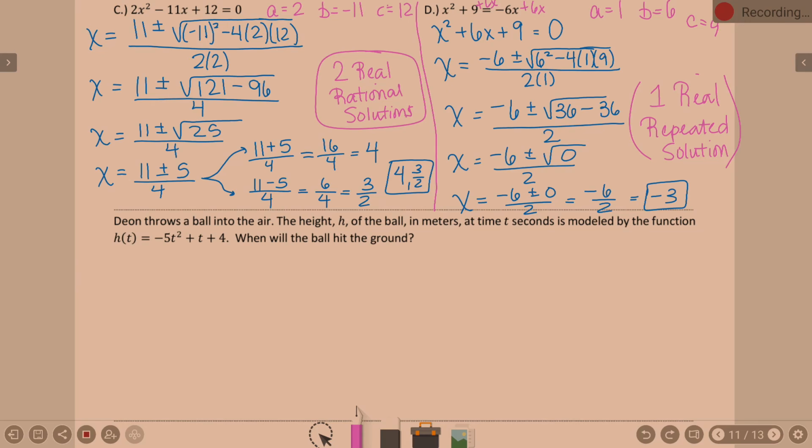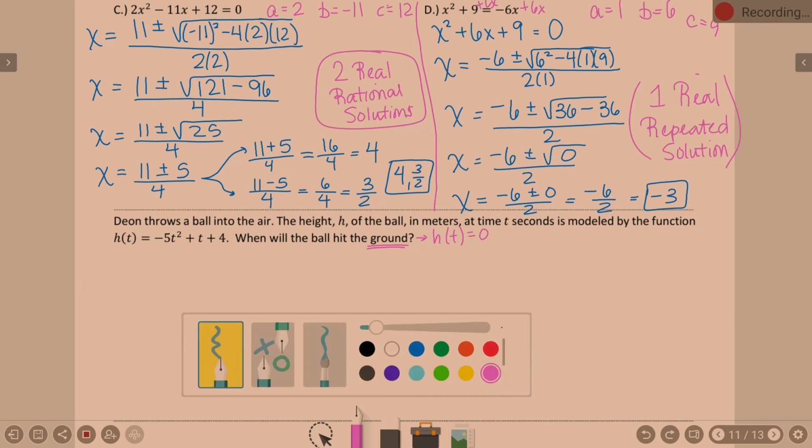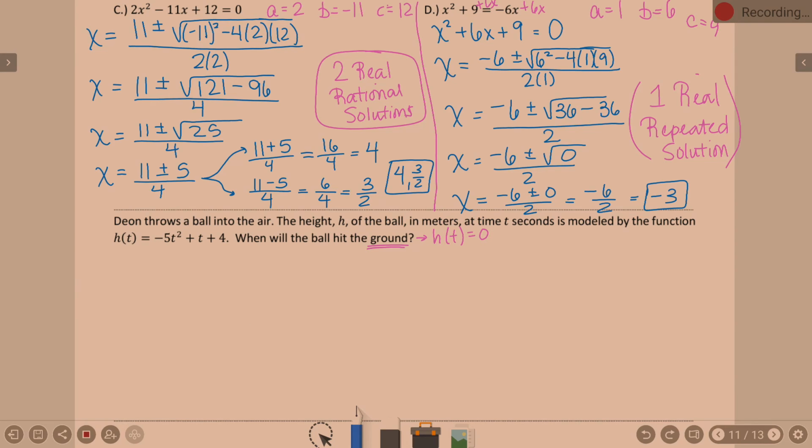Quadratic formula. The question though is when does the ball hit the ground? So the ground is 0, yes? That means we want to know when does the height equal 0. And if we're asking when the height equals 0, then you are setting your equation equal to 0 officially. So negative 5t squared plus t plus 4 equals 0.